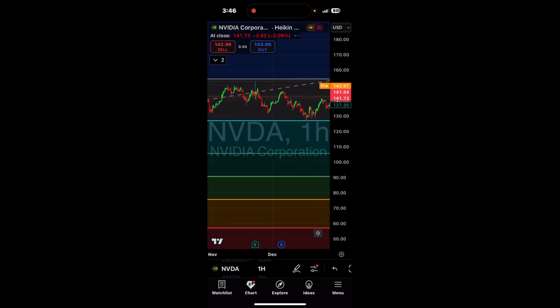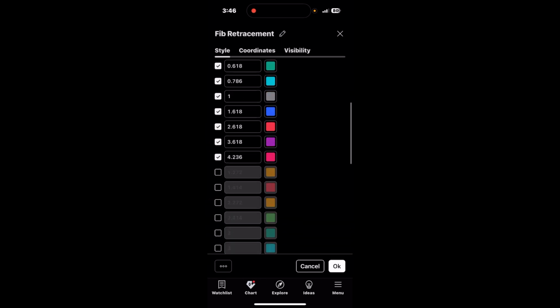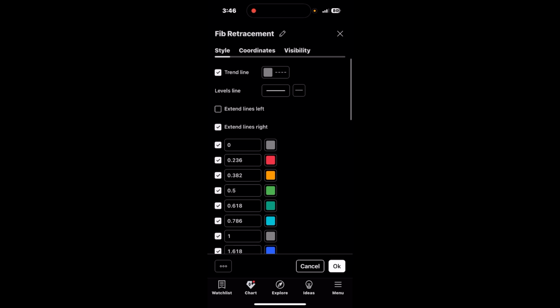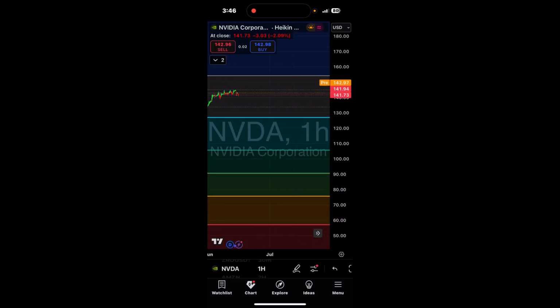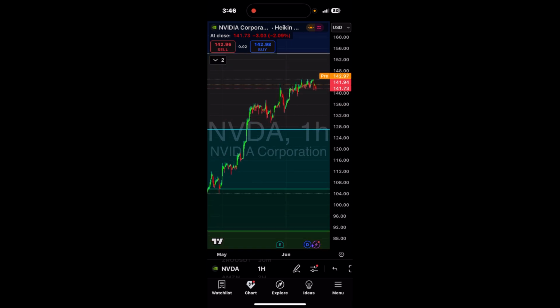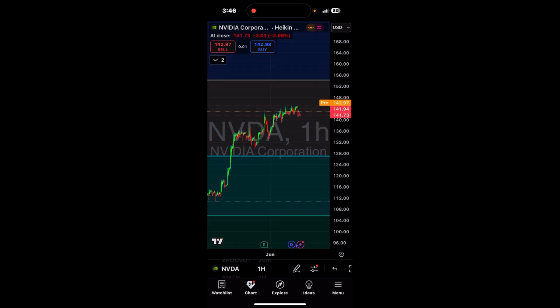But real quickly, what I like doing is to see the bigger picture. I want to extend the Fibonacci so we have a better idea here. So we can see easier here because we extended the Fibonacci to the right. And what I was saying here is there is resistance right now at 154, so there's most likely to be rejection at 154, and there's likely to be bounces at around 126.